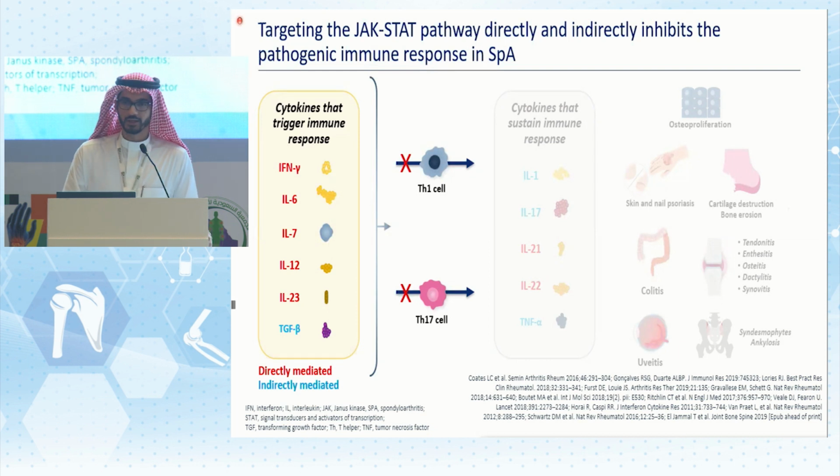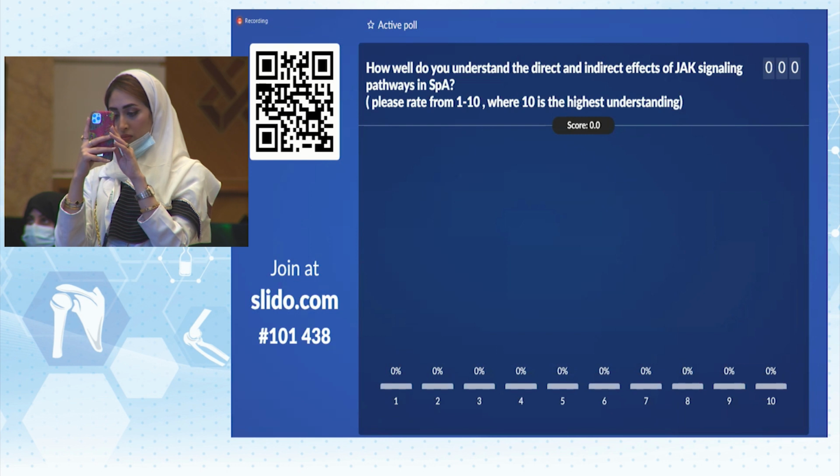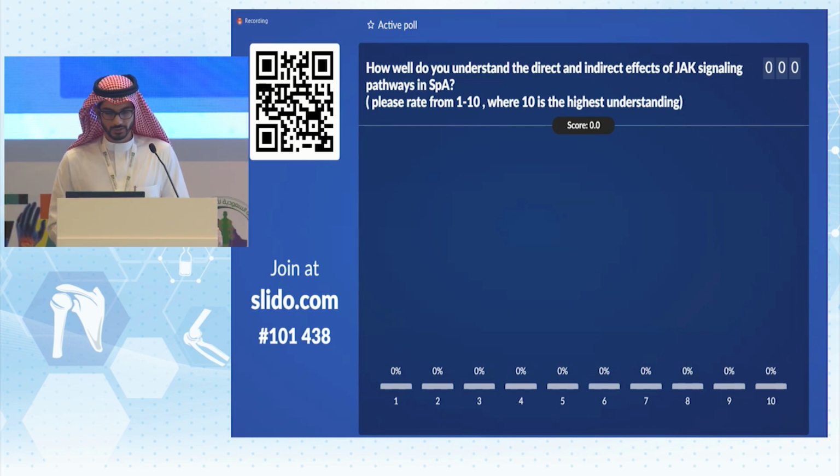Before I finish, I have only one poll that you can access by scanning the QR code and start choosing your responses. The question is, how well do you understand the direct and indirect effects of JAK signaling pathways in the pathogenesis of spondyloarthritis?